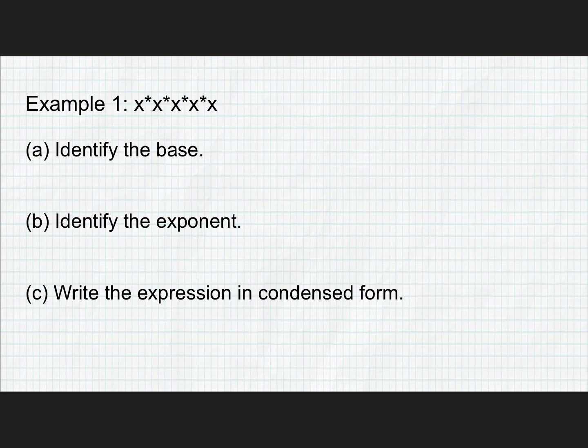Now, let's look at an example. X times X times X times X times X. First, we must identify the base, or the repeated factor. In this case, the base is X. Next, we must identify the exponent. Since there are 5 X's multiplied together, our exponent will be 5. Now we're going to write the expression in condensed form. So, X to the 5th.